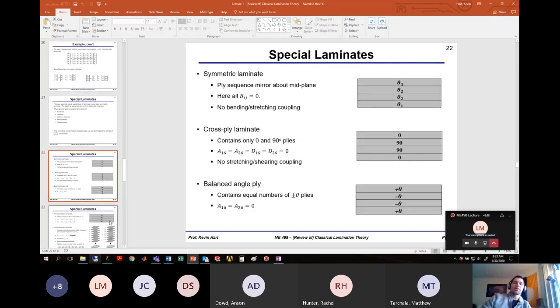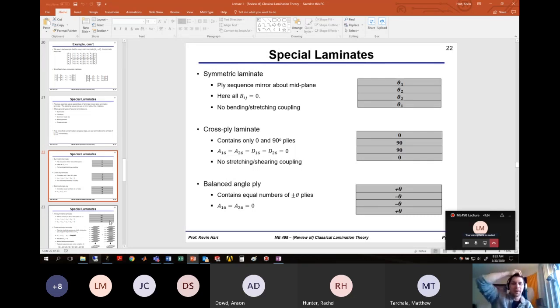So let's talk about the special laminate types. Here I will just lay them out on these slides and we'll talk about them briefly. A symmetric laminate, that's the one we just worked on, and you saw that the ply sequence is a mirror about the midplane. If I go down 1 from the midplane and go up 1 from the midplane and they're the same value of theta for my stacking sequence, it's a symmetric laminate. That is for all the layers.